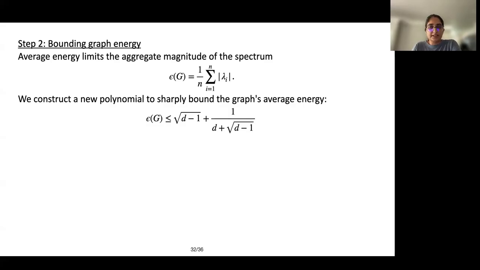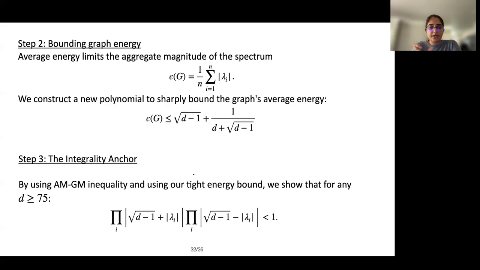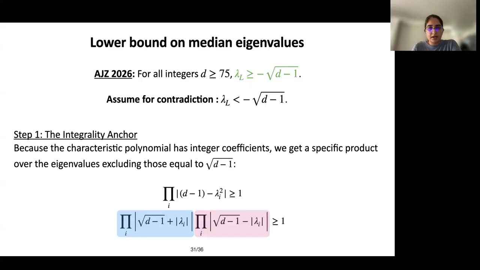We then use this upper bound for average energy and the AM-GM inequality to show that each of these factors is quite small, and in turn, we show that the product has to be less than one. This forces our initial assumption, that lambda L is strictly less than minus square root of d minus 1, to be untrue, and hence we get this bound.